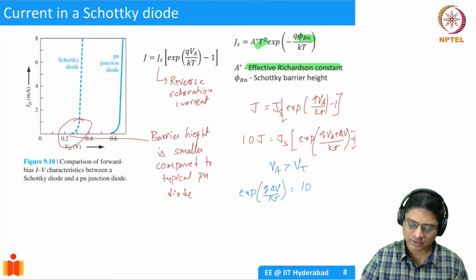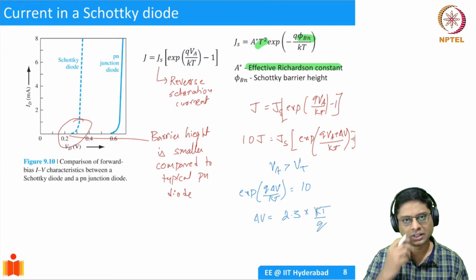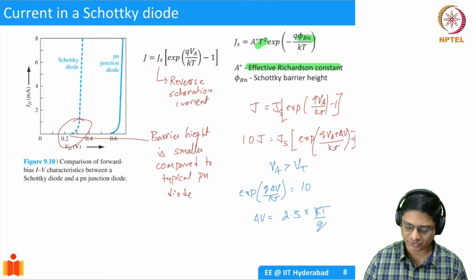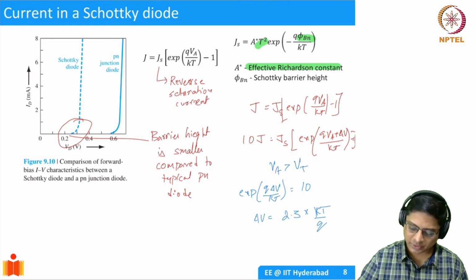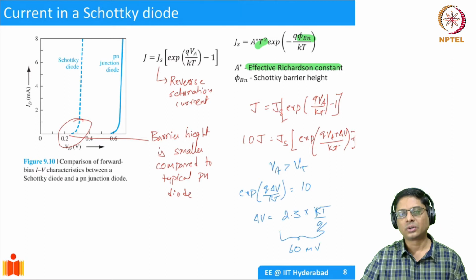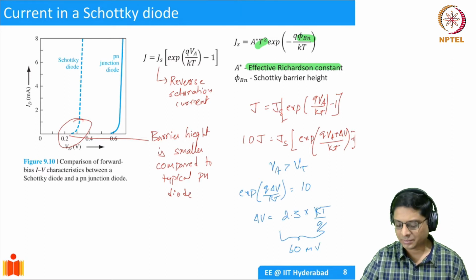So if you do this, what you get is delta V equal to, of course, 2.3 times KT by Q. KT by Q is 25 milli electron volts, right? And this whole product is going to be 60 milli electron volts. So this is a very interesting number actually.